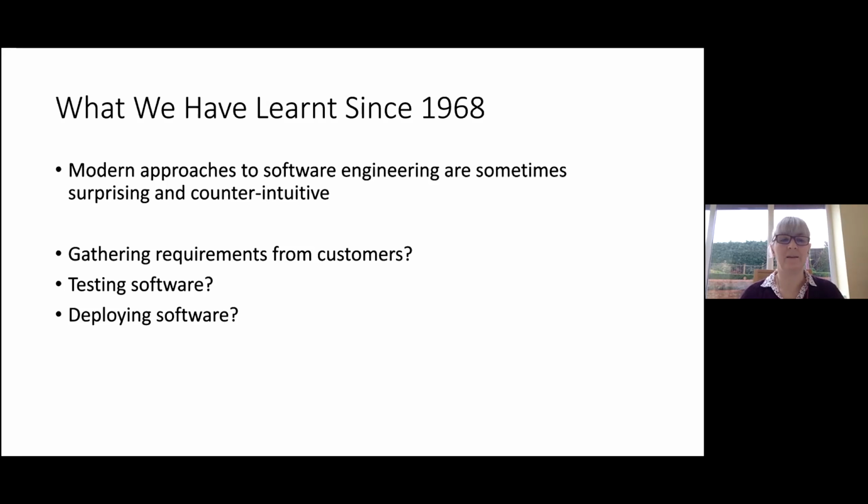I'm just going to give you one example of how we build software nowadays that's perhaps a little surprising and counterintuitive. The traditional engineering methodology suggests that we should begin by gathering our requirements from the customers, and we write them all down. And when we've understood what the customer needs, then we can go about designing and building the product that meets those requirements. And then when we've built it, we should test it. And then we can deploy it and send it out to the customers.